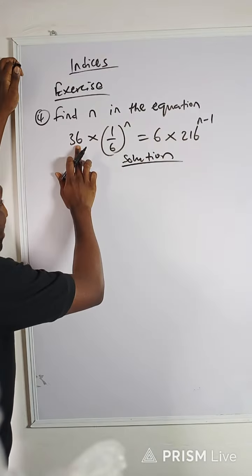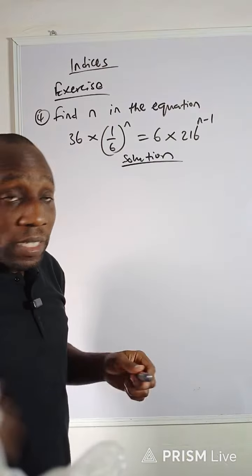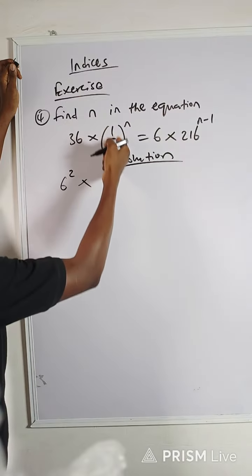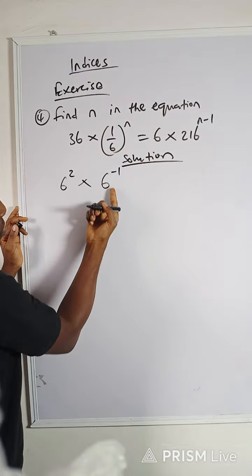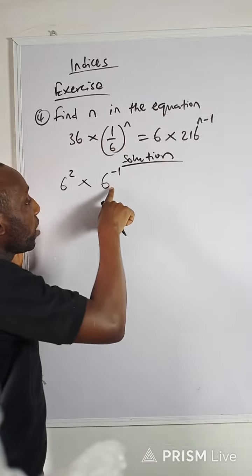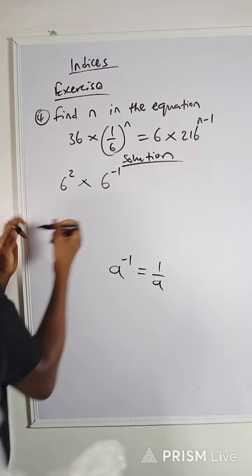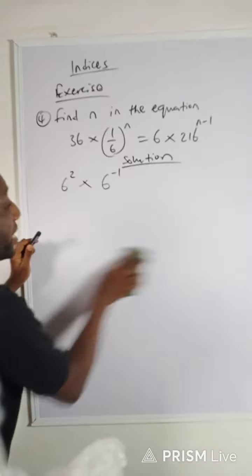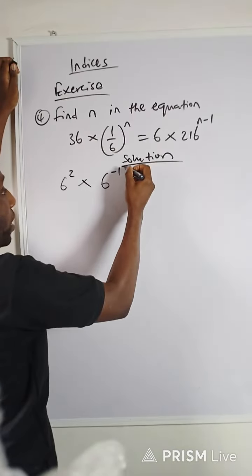So let's do this. This is 36. This is 1/6. This is 6, 216. I can express all of them as a power of 6. So 36 is 6 to the power of 2. What about 1/6? 1/6 can be written as 6 raised to the power negative 1. Because when you have a negative index, we take the reciprocal of the number. So a raised to the power negative 1 can be written as 1/a. Because I just want 6 all through, I'm going to remove the fraction by bringing in a negative exponent, as I've done here. But we have n here, so we're still going to multiply by n.